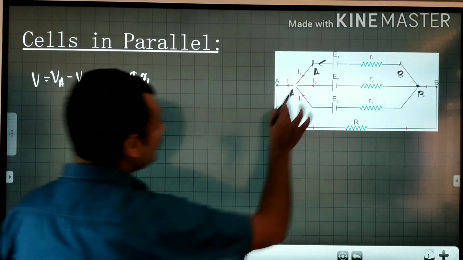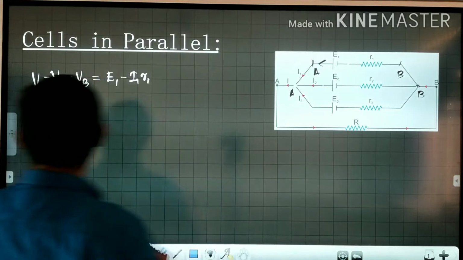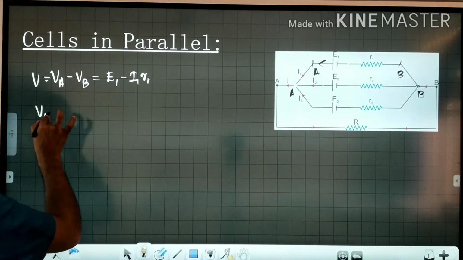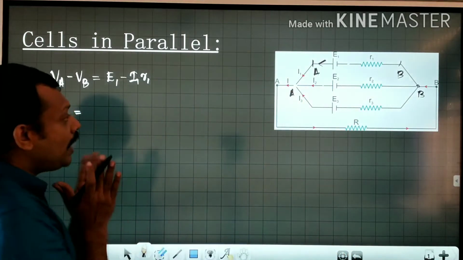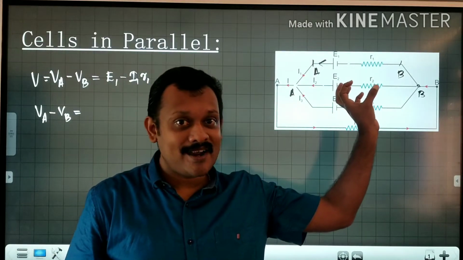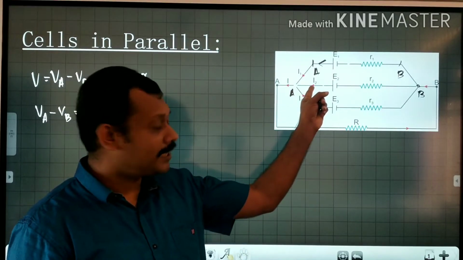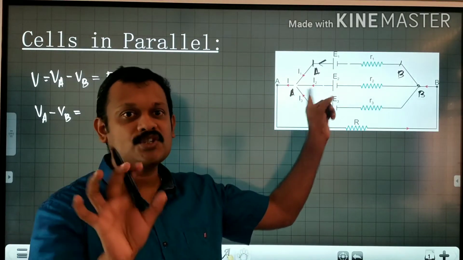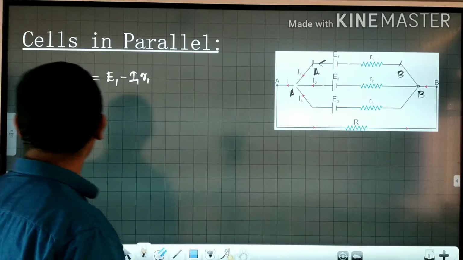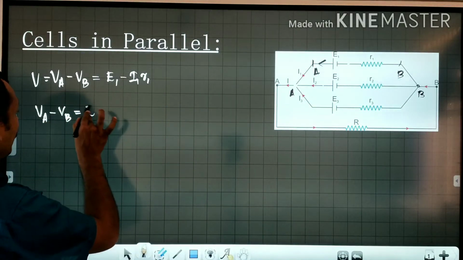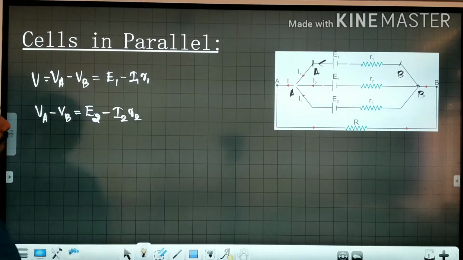Similarly, take the second cell. This point is A, this point is B, which means VA minus VB is again the terminal potential of this cell, E2. And you can also see that E2 is also a discharging cell, because the direction of current is away from a discharging cell. What is VA minus VB again? That is equal to E2 minus I2 R2.